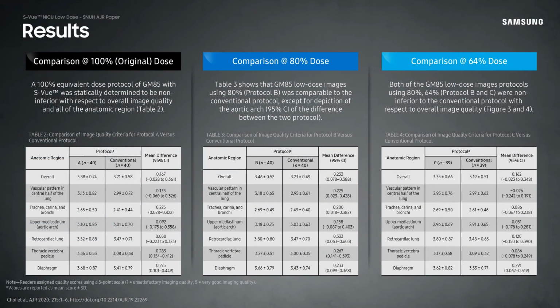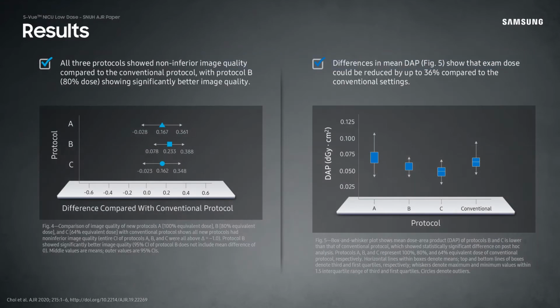The results of the test are shown in tables 2, 3, and 4, showing the comparison of protocols A, B, and C compared to the conventional protocol, respectively. In every case, the mean score for the anatomic regions was higher than the conventional image. These results showed that all 3 protocols proved non-inferior image quality, even with a dose reduction of 20% or 36%. The study also revealed that at a 20% dose reduction, or Protocol B, there was significantly better image quality.